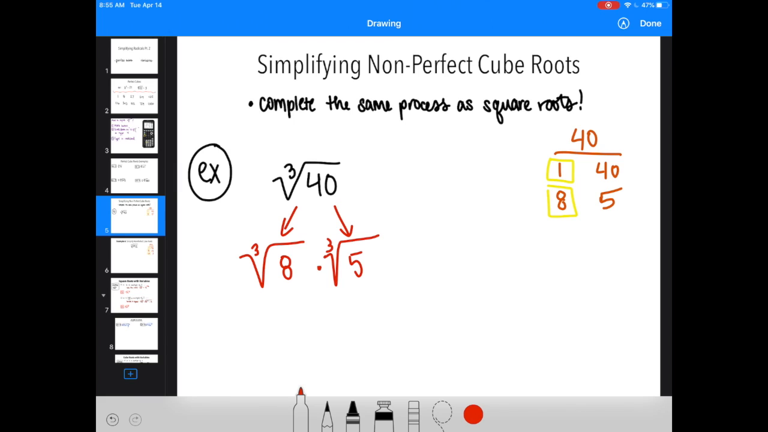All right, now it's time to simplify. What is the cube root of 8? Well, that is 2. 2 times 2 times 2 equals 8. And then I'm just going to bring down my cube root of 5 because that does not simplify. So my answer is 2 cube root 5.